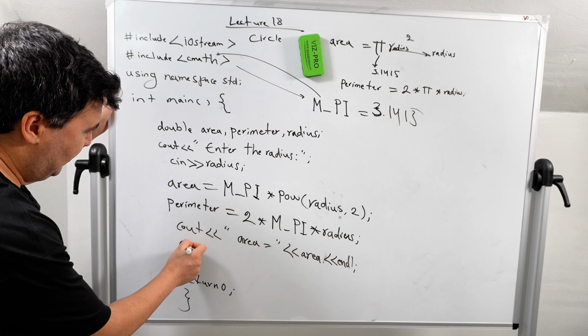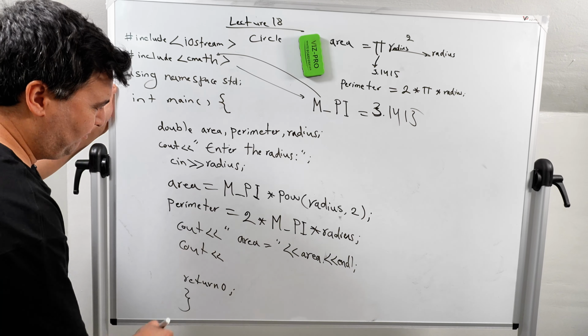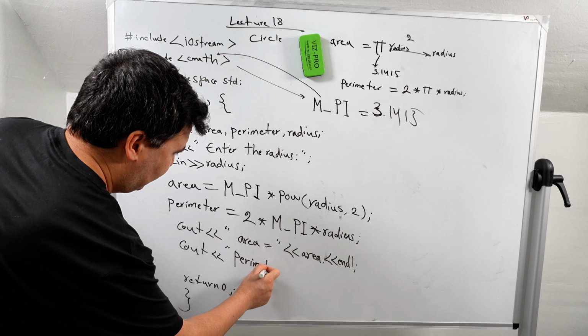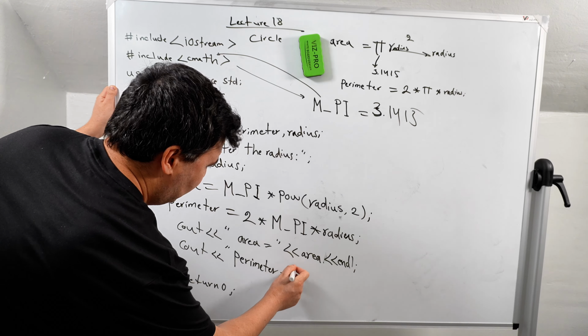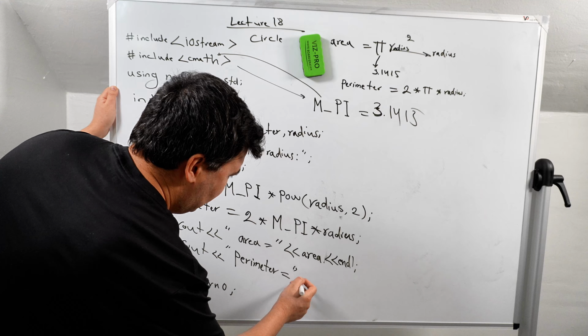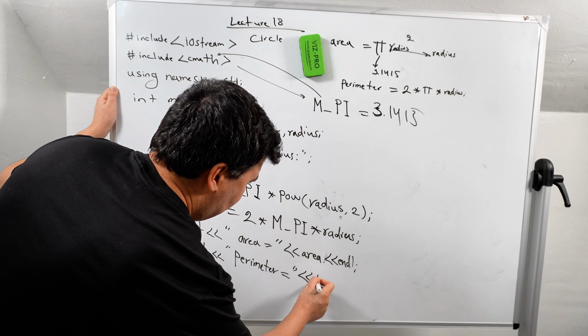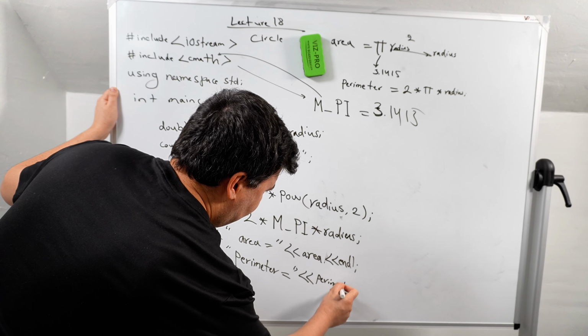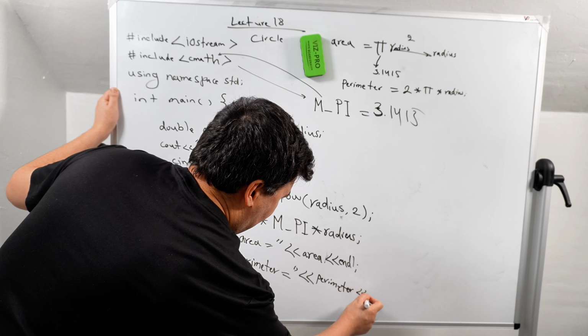So cout, then we have cout, the perimeter is equal to. Perimeter is equal to, quotation. We have quotation here. Then we have perimeter. We print the perimeter. And we have endl.